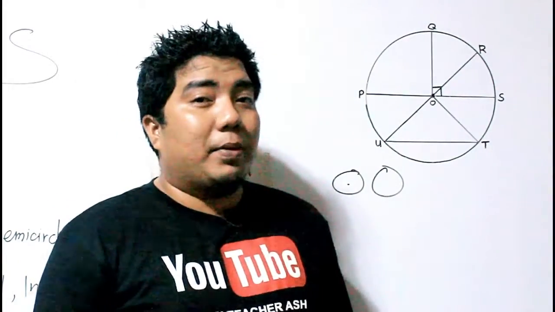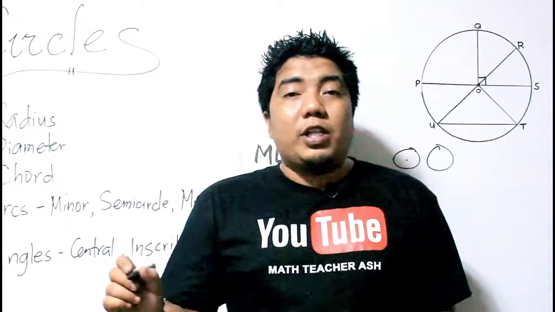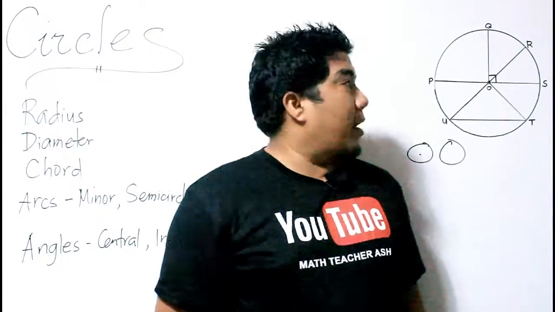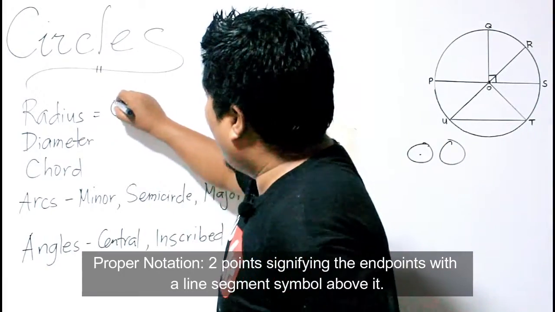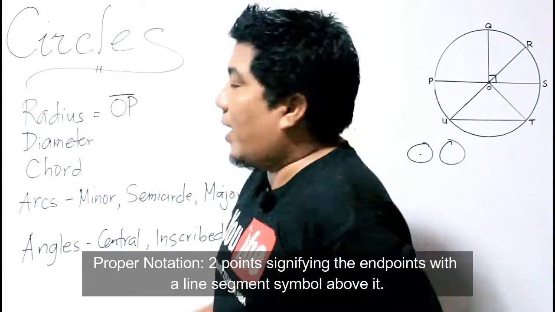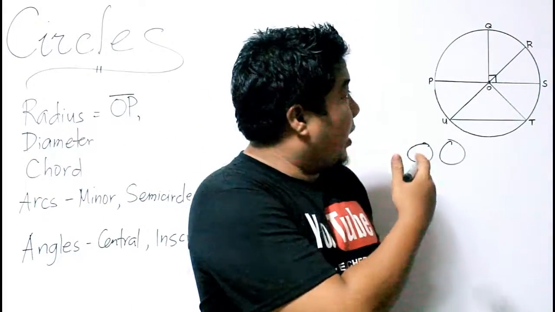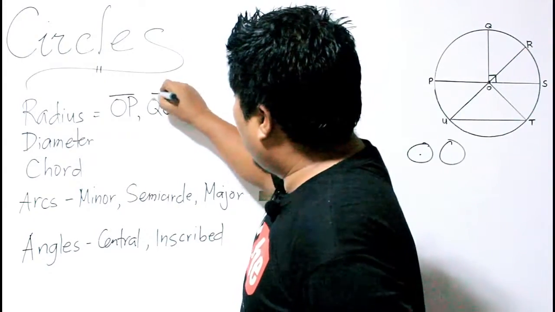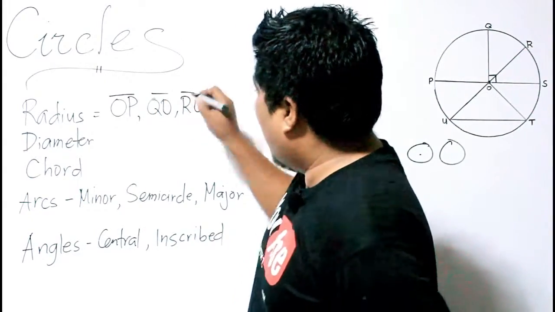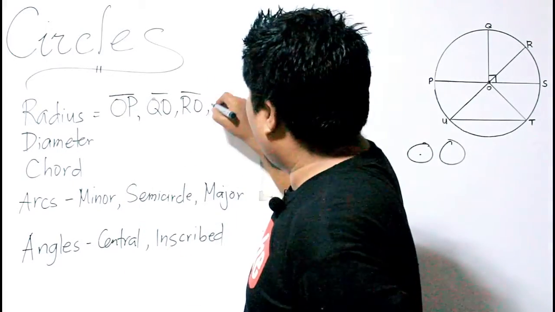Now, how do we name them? Very simple. You just need to get the endpoints of that line segment. For example, we have OP. So that is OP, and then you make a line segment above those letters. Another is QO, RO, as well as SO, TO, and UO.